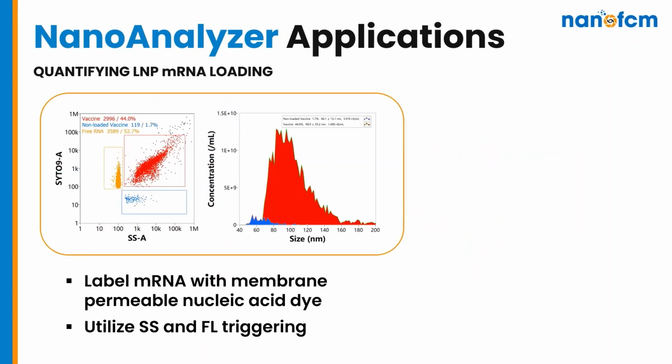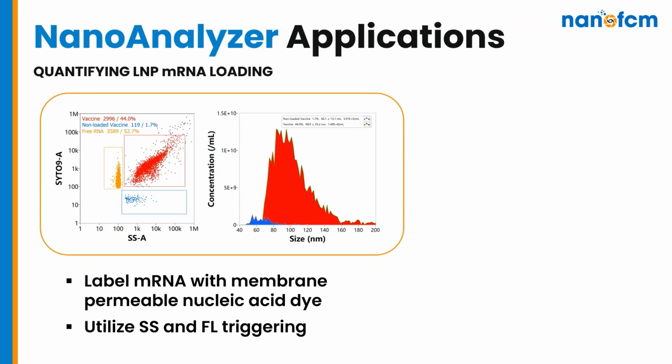So now we're going to plot in our first dot plot here both the free RNA, what we've called the vaccine, the loaded particles, and our non-loaded vaccine, the small blue family at the bottom. And we can overlay those for their size distribution. The blue population is less numerous and smaller, so it shows up as a little peak, at 60 to 80. And then our loaded vaccine is in the red distribution.